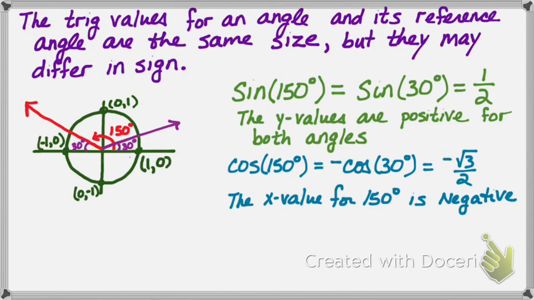So to address the trig value for the cosine of 150 degrees, I know that it is negative cosine of 30 degrees. So negative square root of 3 over 2.